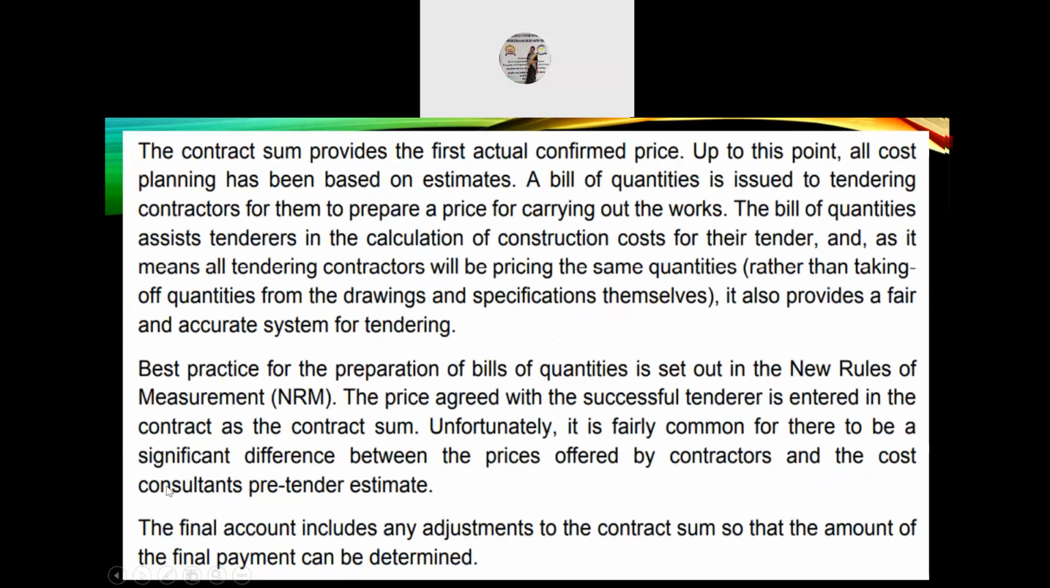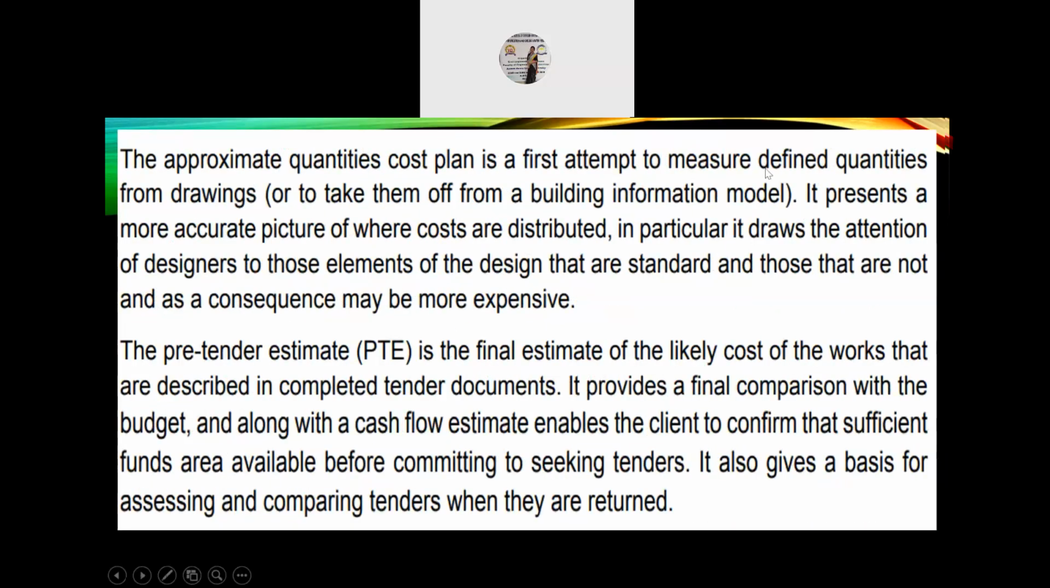The approximate quantities cost plan is the first attempt to measure defined quantities from drawings, and it presents a more accurate picture of where costs are distributed. In particular, it draws the attention of designers to those elements of the design that are standard and those that are not and, as a consequence, may be more expensive.